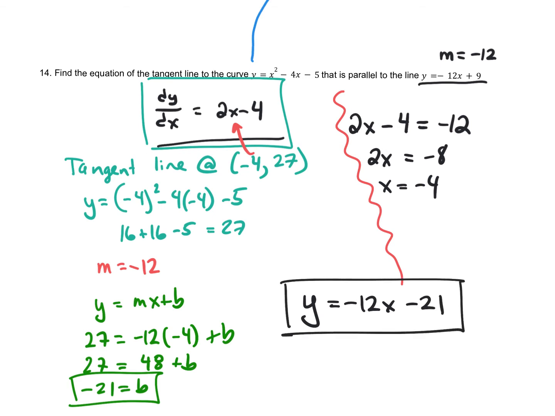And now the good news is if you want to check this, we could certainly graph it on Desmos or something and see if this line is indeed tangent to this graph at x equal -4. And if it is, then we're good to go.